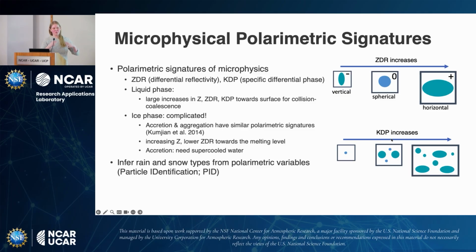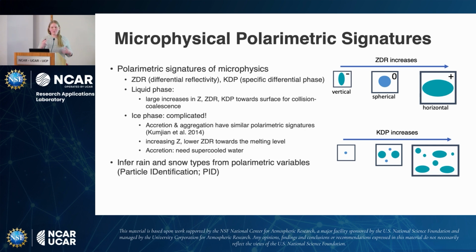So in terms of actual microphysical processes, in the liquid phase, we can use these variables to get at different processes. Basically, in the liquid phase, if your reflectivity Z, your ZDR, your oblateness, and then your KDP all increase towards the surface, it means you have collision coalescence. You're getting more drops and they're glomming together to create bigger drops.